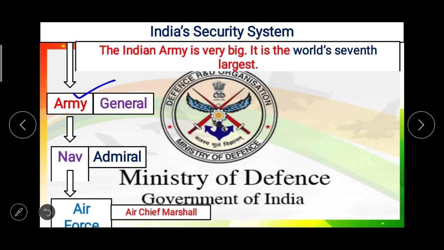The Air Force is in charge of protecting India's air space. The Ministry of Defense, here you can see, controls all the three forces, Army, Navy and Air Force. The Indian Army is very big. It is the world's 7th largest.